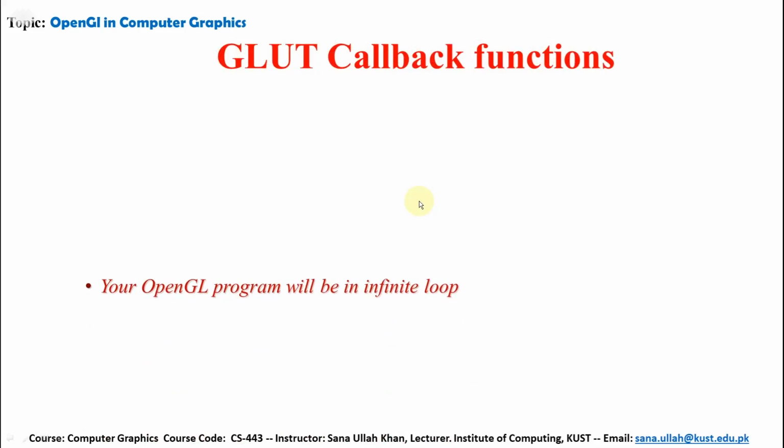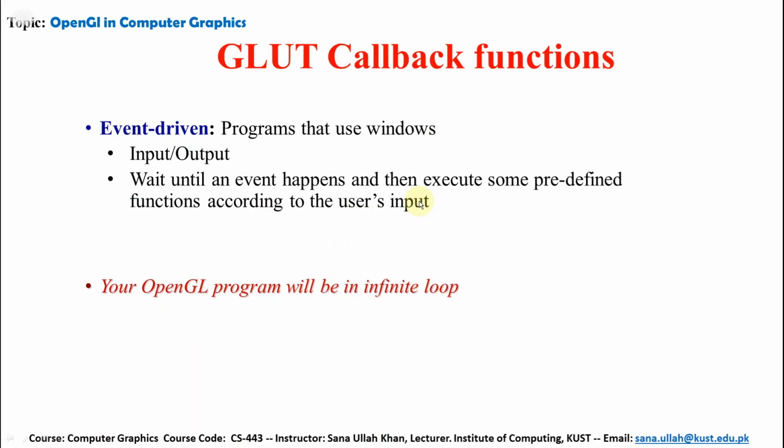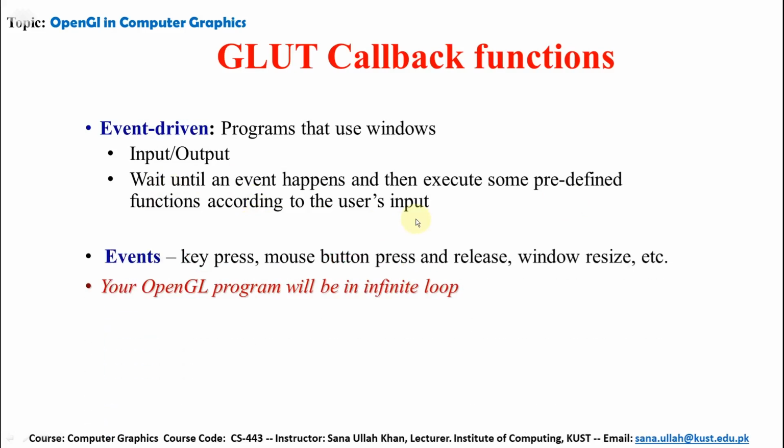So, GLUT callback functions. These are event-driven programs that use windows for input and output. They take some inputs from the keyboard or points, then draw a circle. The program waits until an event happens and then executes a predefined function according to the user input. So what types of events does it support? Key press events, mouse button press and release, window resize, etc. So your OpenGL program will be an infinite loop.